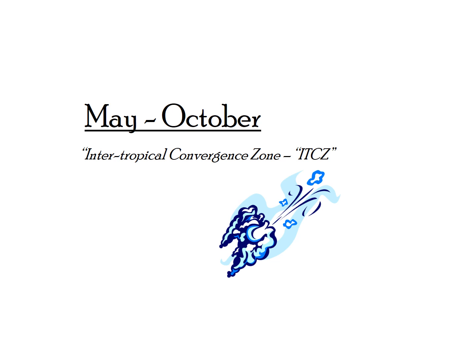The next rain season is May to October, which is generally regarded as the rainy season, or invierno in Costa Rica. And here the rainfall generating mechanism we're going to be talking about is something called the Intertropical Convergence Zone, which for obvious reasons is shortened to the ITCZ.